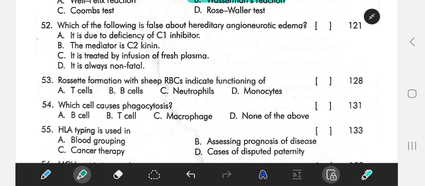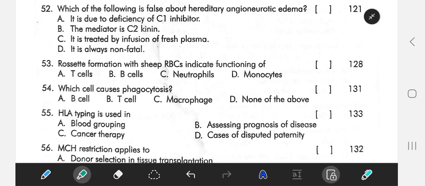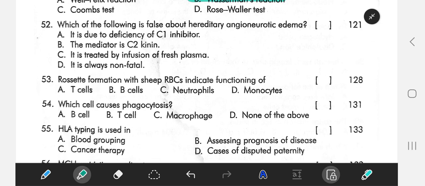Question number 52. Which of the following is false about hereditary angioneurotic edema? Option A. It is due to deficiency of C1 inhibitor. B. The mediator is C2 kinin. C. It is treated by infusion of fresh plasma. D. It is always non-fatal. Answer is D. It is always non-fatal. This is false.